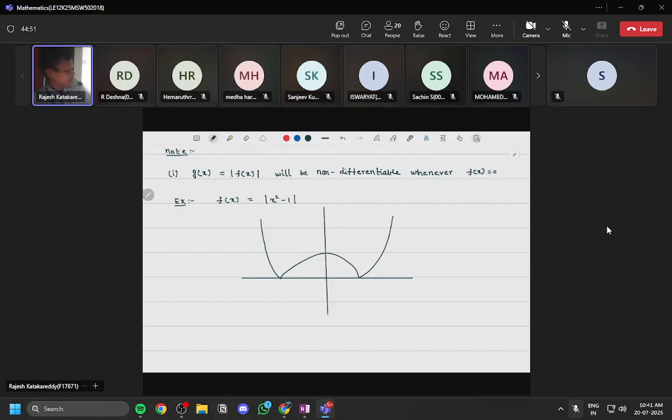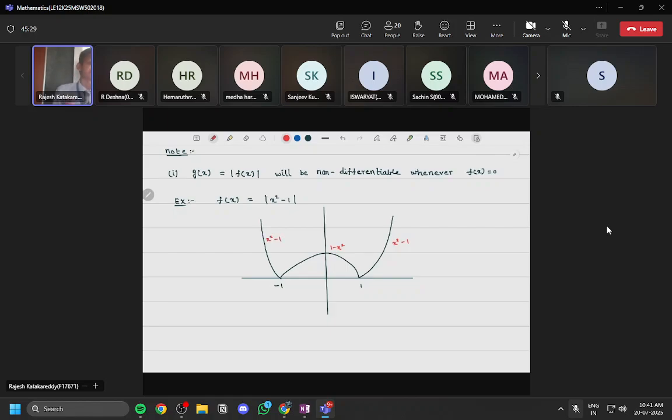What I actually did was draw x square minus 1, and this part which is below, I flipped it above. Clear? So I can say there will be two non-differentiable points. We will read about this later. If there is a sharp turn, sharp corner or cusp, it is non-differentiable. It is a sharp turn at minus 1, and a sharp turn at plus 1. If you want the proper justification, I can also say this will be x square minus 1, and then it will be 1 minus x square minus 1.